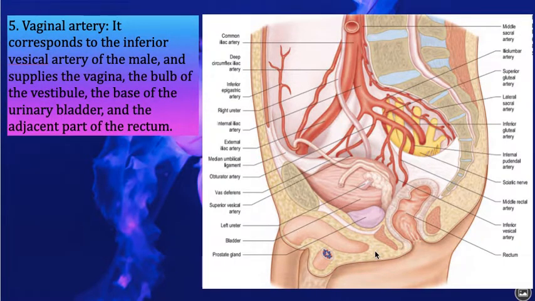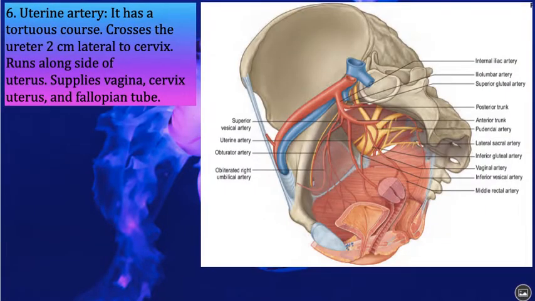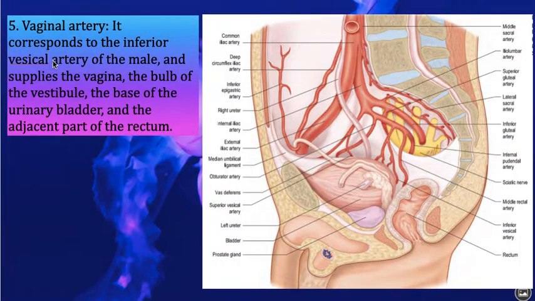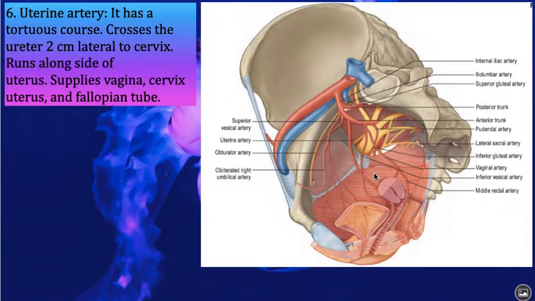Then we have the vaginal artery, corresponding to the inferior vesical artery of the male. This is the vaginal artery over here, right? Supplying the vagina, vulva of the vestibule, base of the bladder, and adjacent part of the rectum, right? You can see the vaginal artery over here, right?